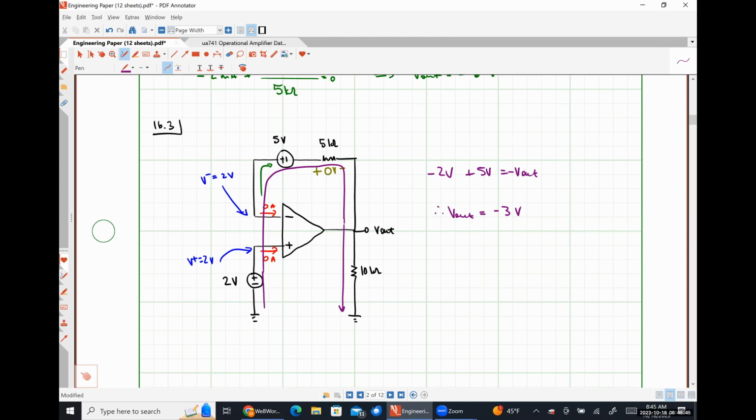When doing Kirchhoff's voltage law around that loop, we would have negative 2 volts plus 5 volts plus V out equal to 0. Moving V out to the opposite side will give us that negative sign. I just missed it when I was doing it in my head.